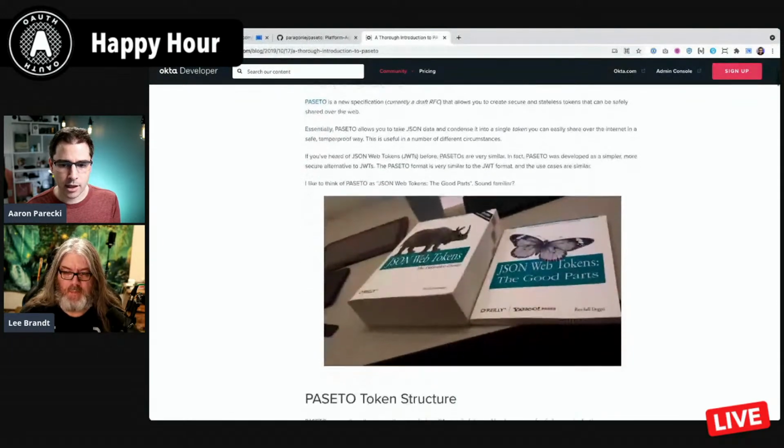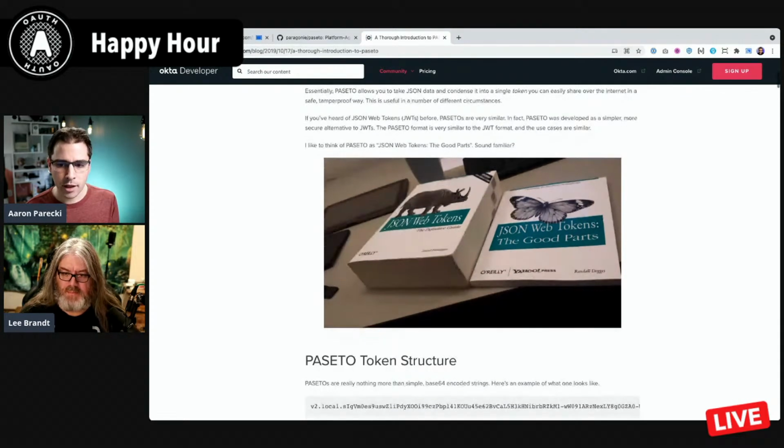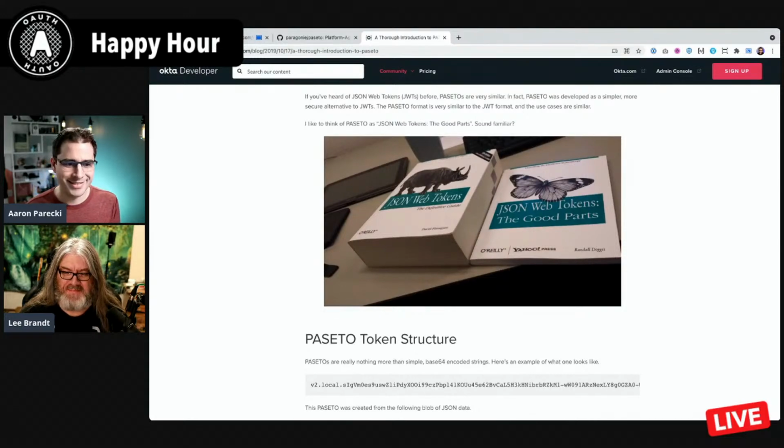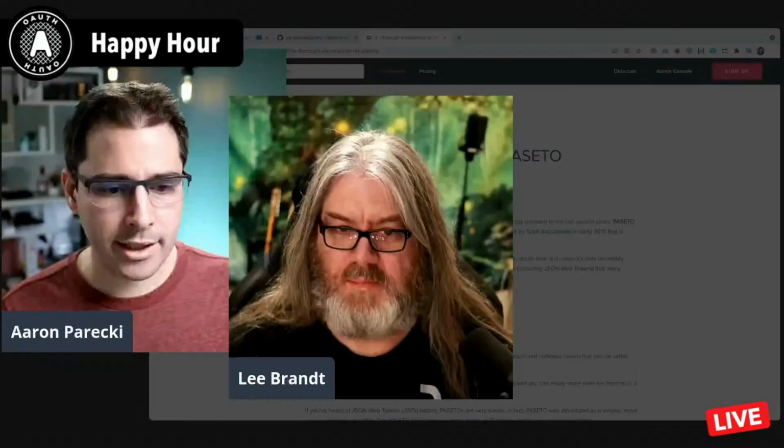But he goes through, I guess this is a good way to think about it. It's a subset of all the things that JSON Web Tokens let you do in a way that is harder to then do things that are bad. I made that picture for Randall. I remember when he asked me for that picture. But yeah, it's a good overview. Thanks, Randall.